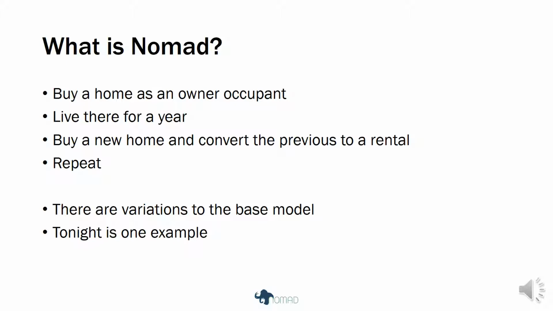So you stay there for a year, and then after you've lived there for a year, you buy a new home, and you convert the previous home to a rental, and then you repeat the process until you have as many rentals as you want. Usually the hard limit is going to be 10 because you can usually only have 10 loans in your name that are owner-occupant before they will not give you any more loans. So basically that is going to be your hard limitation, but the model we're going to run through is if you had bought a home every year for 10 years, and we're going to talk about that in detail. So that's the basic idea of what Nomad is.